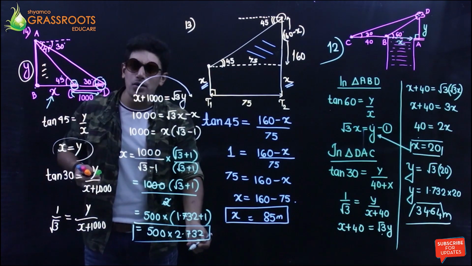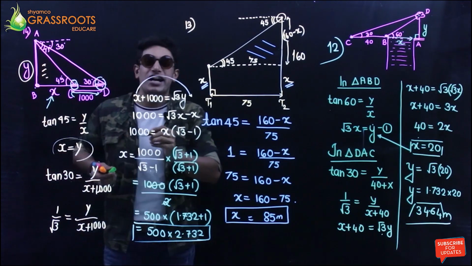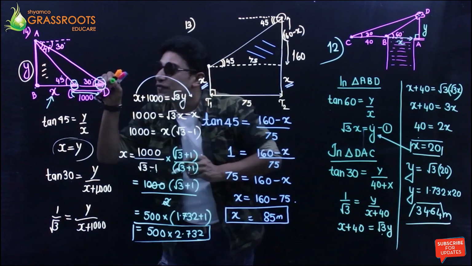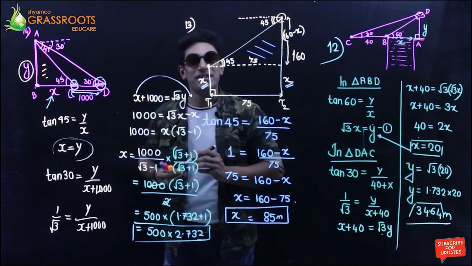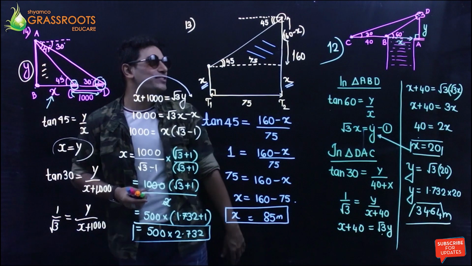I just found out. So you add 1000 to it, you're going to get the distance of this stone from the hill. Are you understanding? Yeah, also nice questions, yeah.